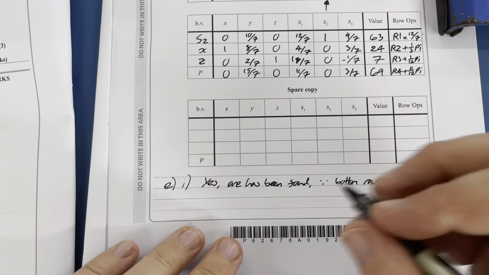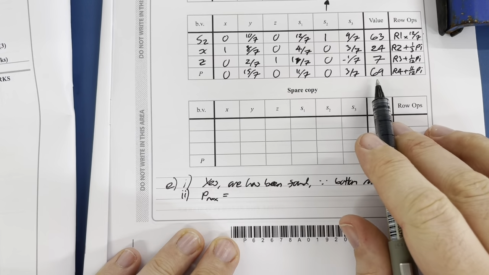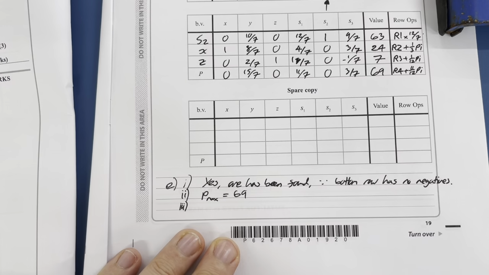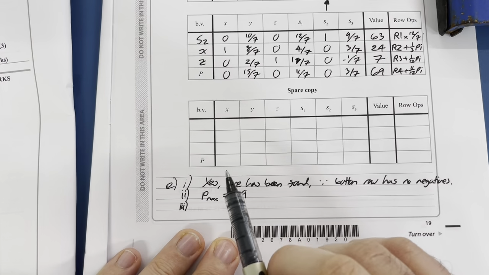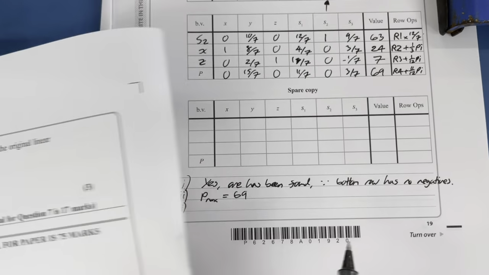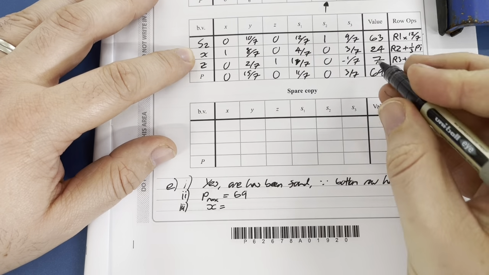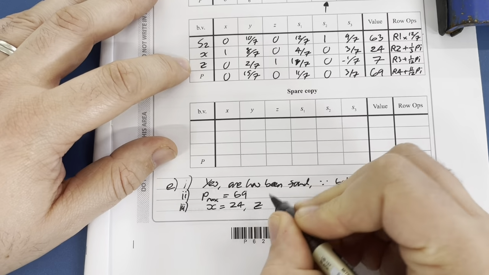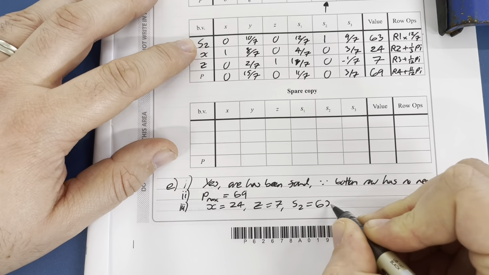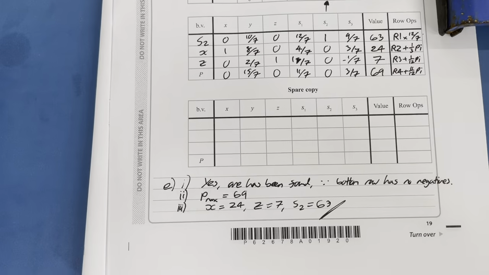Part two, write down the value of the objective function. Okay, so P max is 69. This is the value on the right. And then part three says, state the values of the basic variables. Because it says explicitly the basic variables, you have to just do the basic variables. If you left anything more than that, you actually lost the mark. So the basic variables are X, which is 24, Z, which is 7, S2, which is 63.